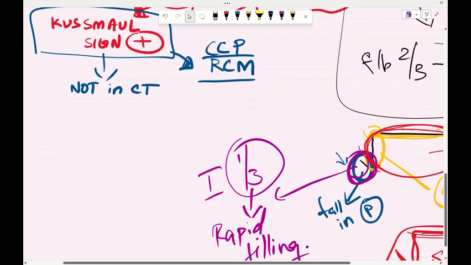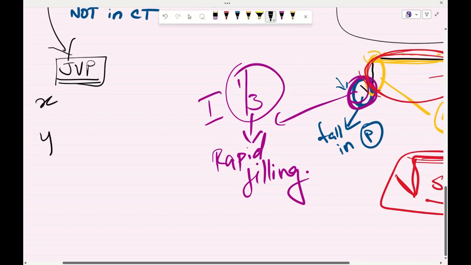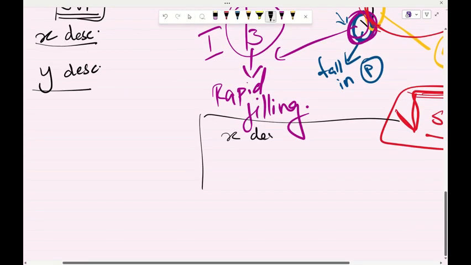Now going into JVP, talking about Kussmaul sign, you should talk about JVP as well. So JVP we know is falling with inspiration, but we don't know about the graph of JVP here. We don't know about the X or Y descent, which is actually changing from the normal pattern in chronic constrictive pericarditis. What happens to X descent? What happens to Y descent? Normally, what does X descent mean? So this is normal X descent, normal Y descent.